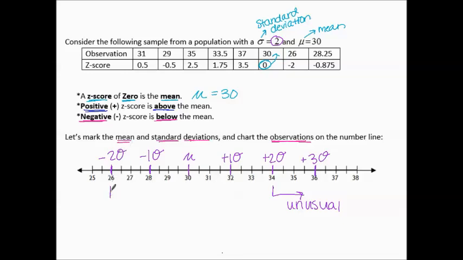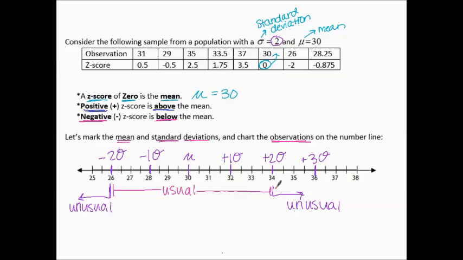Again, I'm going to be unusual if I am less than 2 standard deviations away from here. Everything from negative 2 standard deviations to 2 standard deviations is considered usual. And then we become unusual outside of there.